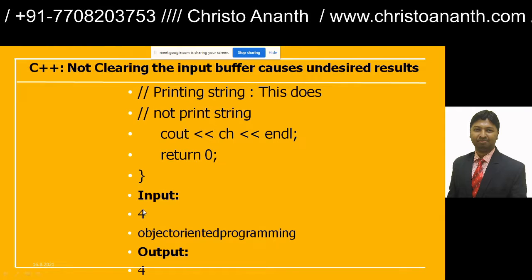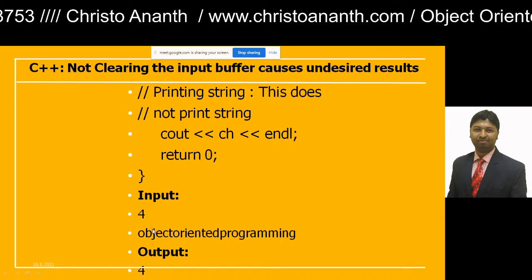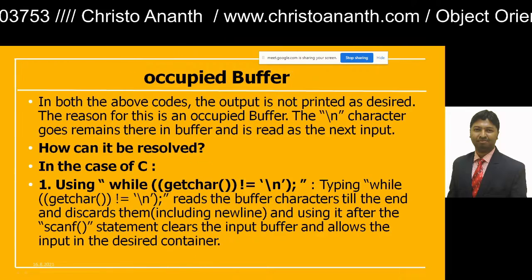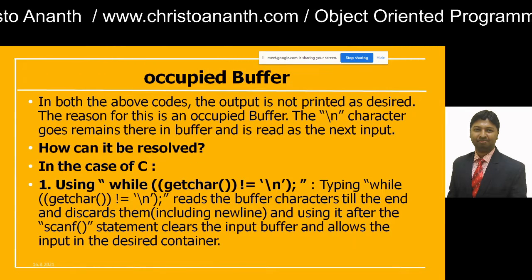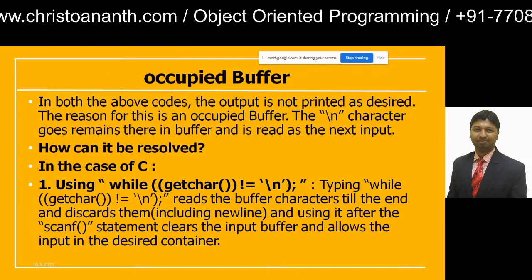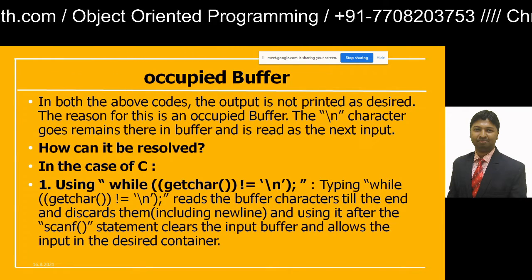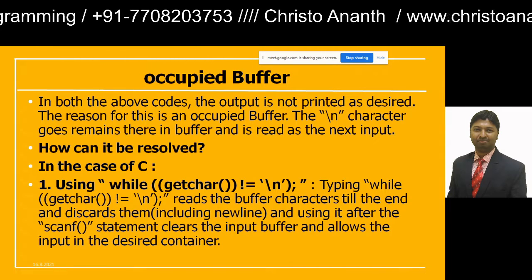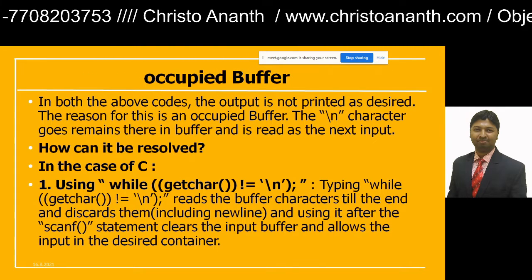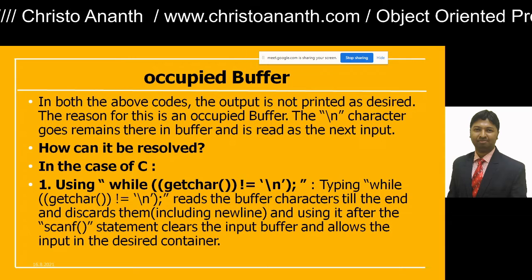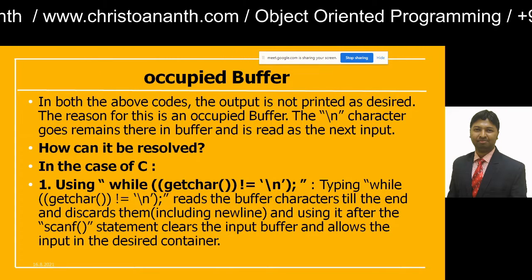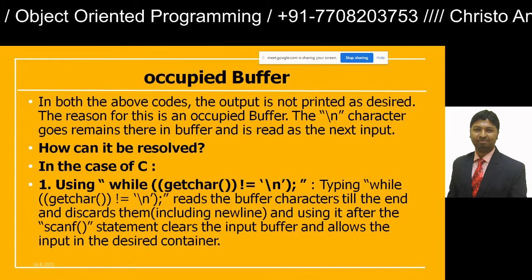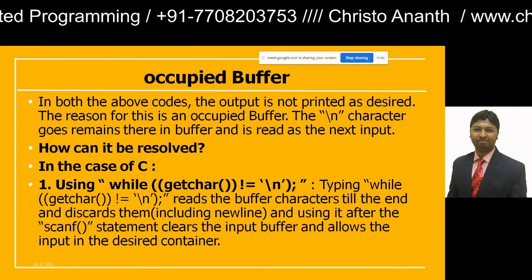So when you give the input as 4 and then object oriented programming, it is going to display the output as 4, but it doesn't display the string. So in both C as well as C++ we saw an example, which means the output is not printed as desired, because we are able to display the number, but we are not displaying the output, object oriented programming. And the reason is the occupied buffer, which means the \n character is going to remain in the buffer and is being read as the next input.